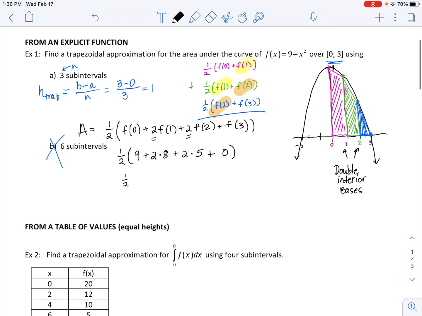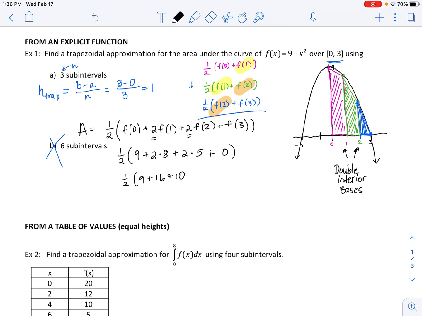Okay, so what is this? 1/2 times 9 plus 16 plus 10, that's 26, and 9 is 35 over 2. So 17.5 is what we would end up with for the area approximation. What is nice to note about trapezoids is that when you look at the space between the function and the trapezoid, there's not a whole lot of room there. You can automatically tell that trapezoids are a better approximator than those rectangles because they tend to fit the curve better.